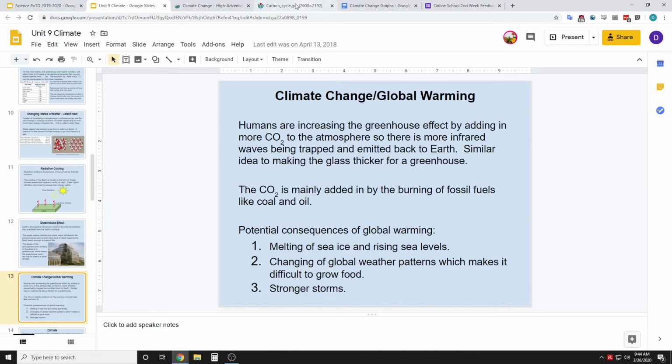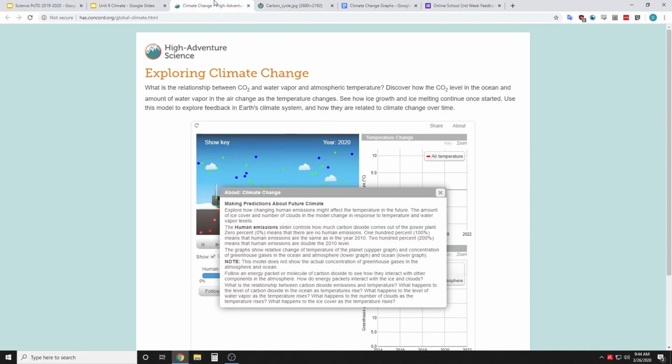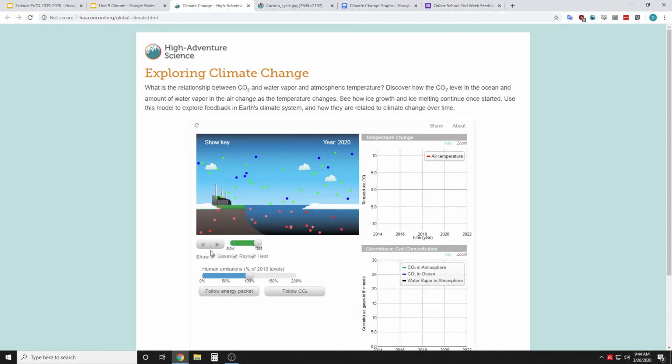A little simulation for you guys to use, which is this one. I'll put the link for it. Exploring climate change, no questions. But taking a look, you can actually kind of play this and it gives you an idea. I'm going to pause it real quick and I'll point out some things. The yellow, let me zoom this in for you.